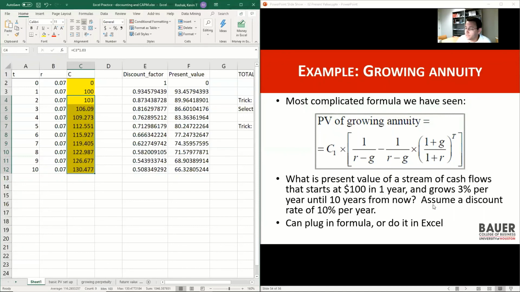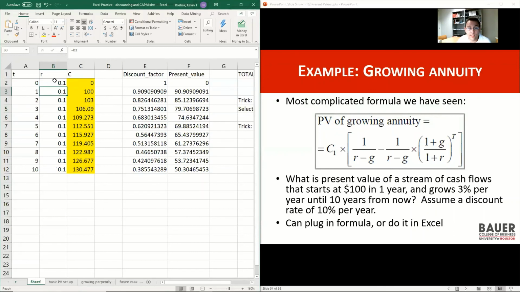The next part of this problem is the discount rate. So we just kind of put in 7% here, but we can change one input. We can just change it to be 10% up here. All those discount rates change to 10%, and that's it. That's all we needed to do in order to value this ugly growing annuity.